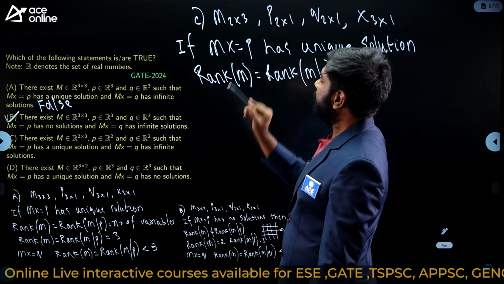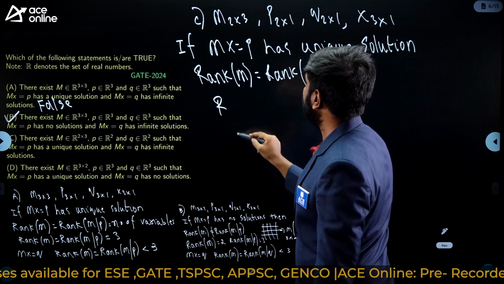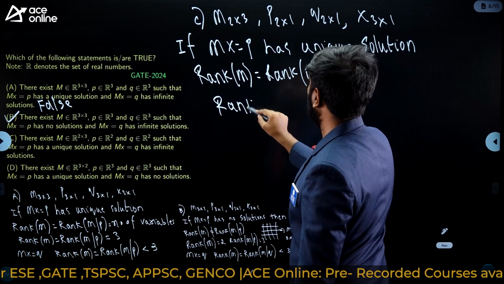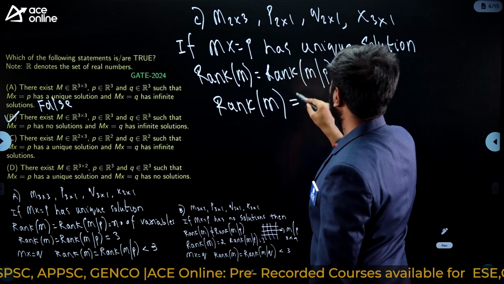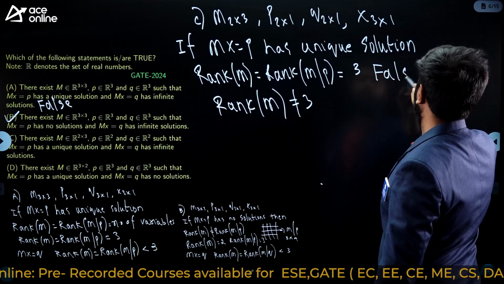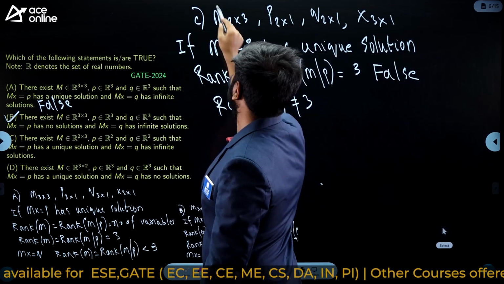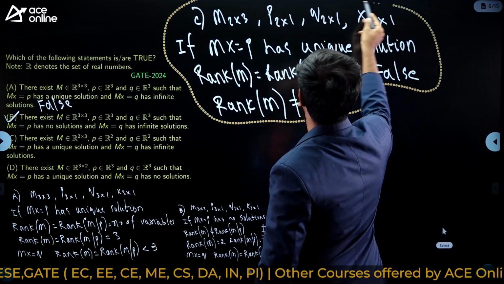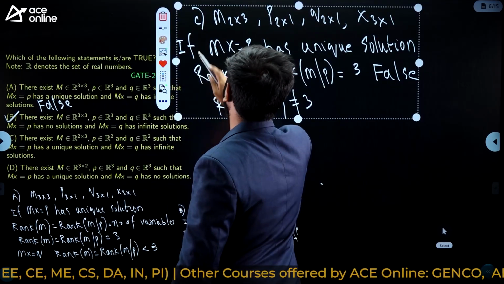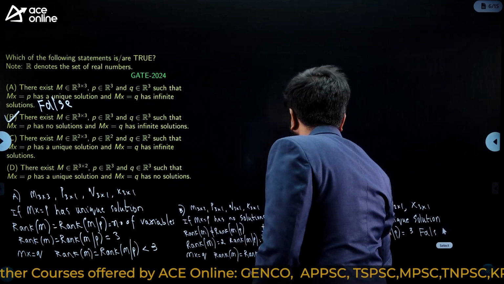Look at this. It's a 2 cross 3 matrix. The rank of a 2 cross 3 matrix can never be 3. So what we understand is rank of M can never be equal to 3. That means it's a false statement. Option C is a false statement. You need not analyze it further. This M, which is 2 cross 3, can never have a unique solution. So C is also done.